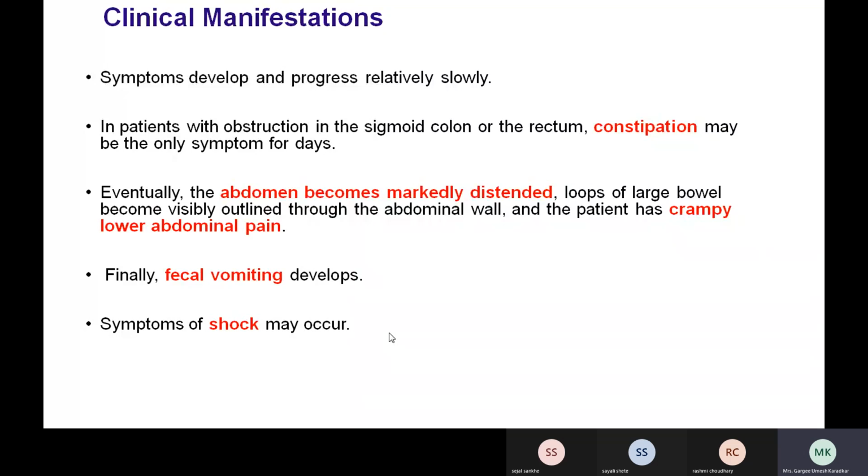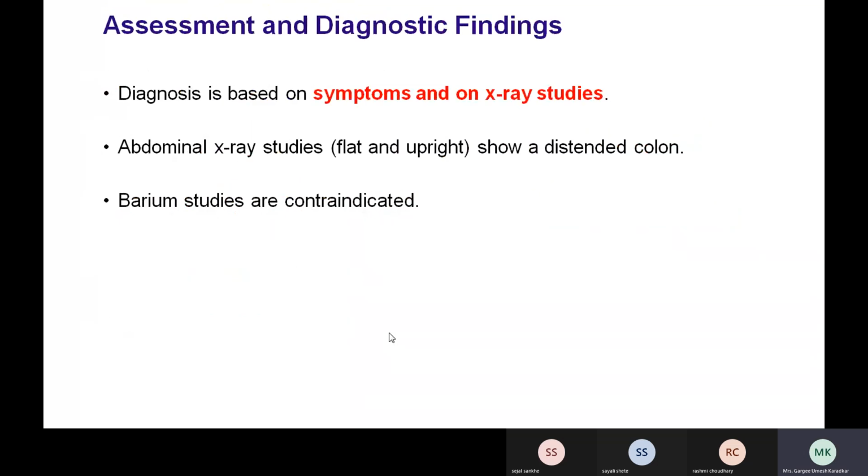And slowly, eventually, what happens? The abdomen becomes distended, markedly distended. Loops of the large bowel become visibly outlined through the abdominal wall, and the patient will get crampy abdominal pain. Then later on, finally, there will be fecal vomiting which will develop. But again, the patient may move into shock. So symptoms of shock may occur. These are the clinical manifestations of large bowel obstruction.